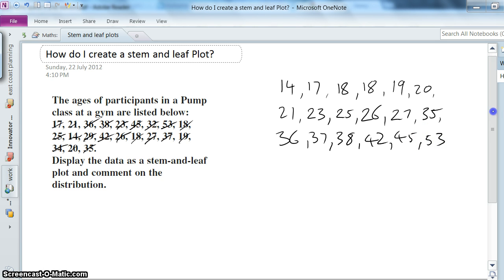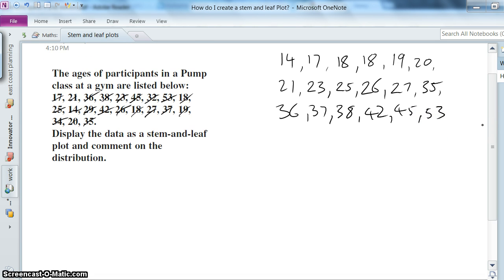Okay, so now to create a stem and leaf plot, we first of all put a line in, like this, and this side is going to be our stem, and this side is going to be our leaf. Let me just write those again, that's quite messy writing. So we've got our stem and our leaf. There's a line down the middle like that.